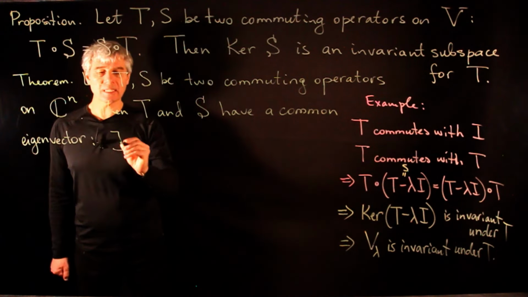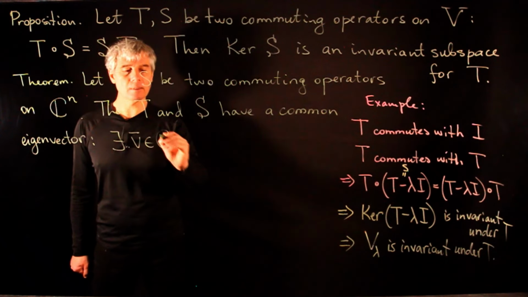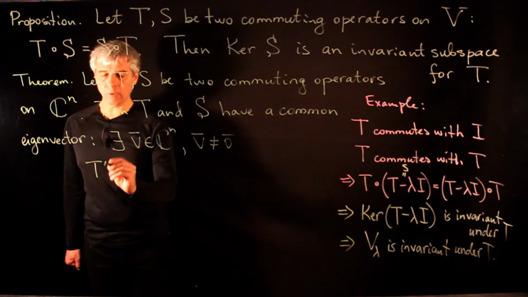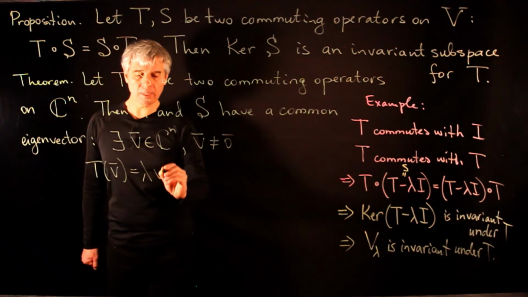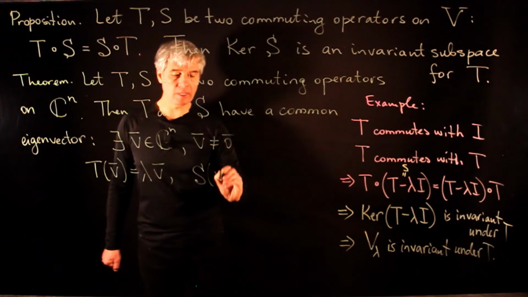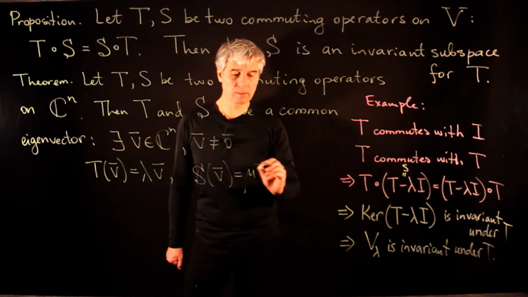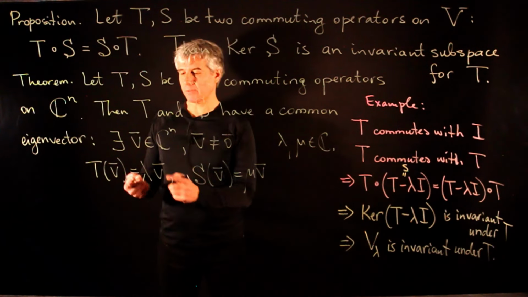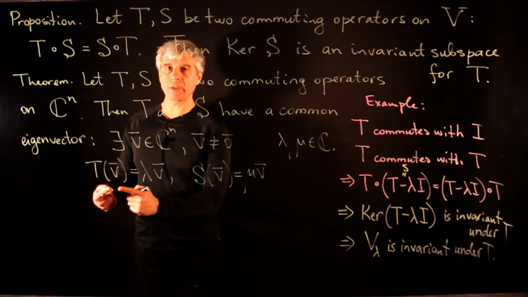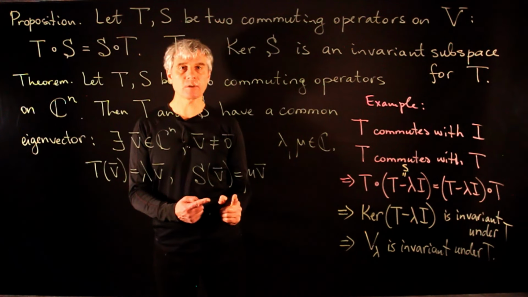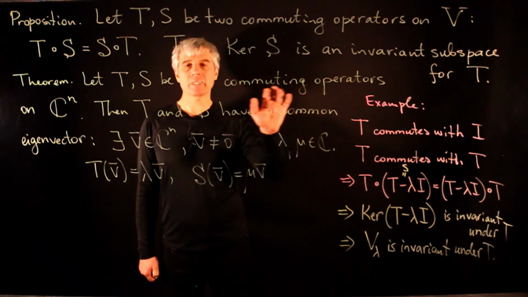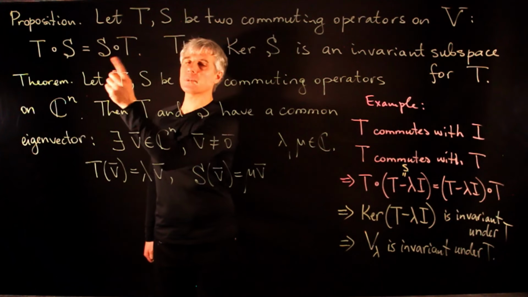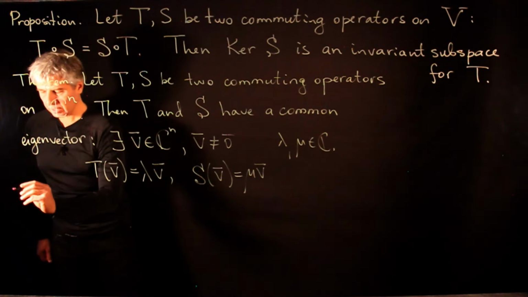This means that there exists a vector V in Cn, which is non-zero, and T of V is equal to lambda V, and S of V is equal to mu V, for lambda and mu some complex numbers. So this vector V is simultaneously an eigenvector for T, and it's an eigenvector for S. What's important here is that these two operators commute. So the composition of T with S is equal to the composition of S with T. Let's give a proof.